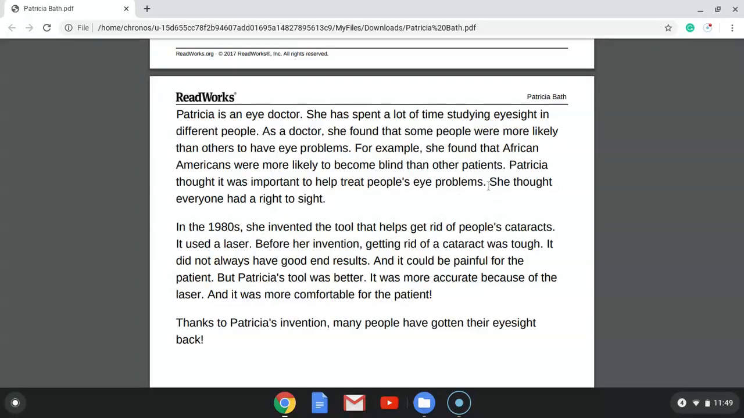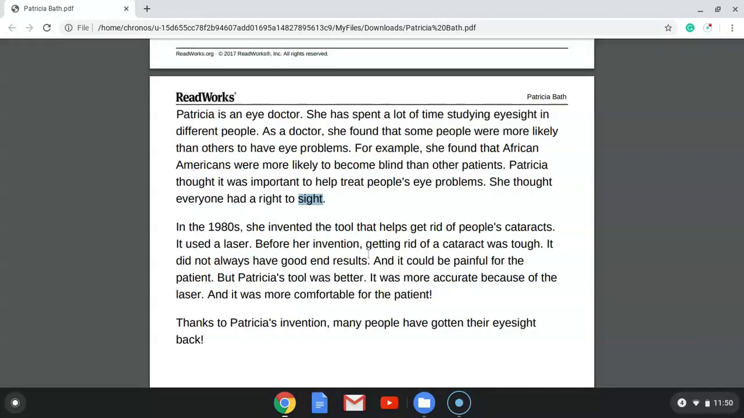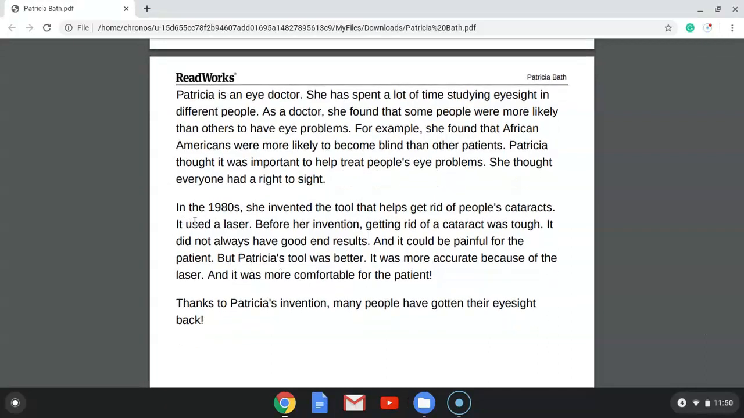This sentence has rhyming words. Can you tell me the 2 rhyming words within this sentence? Right, sight, they rhyme. Excellent job, friends. So let's continue. In the 1980s, she invented the tool that helps get rid of people's cataracts.